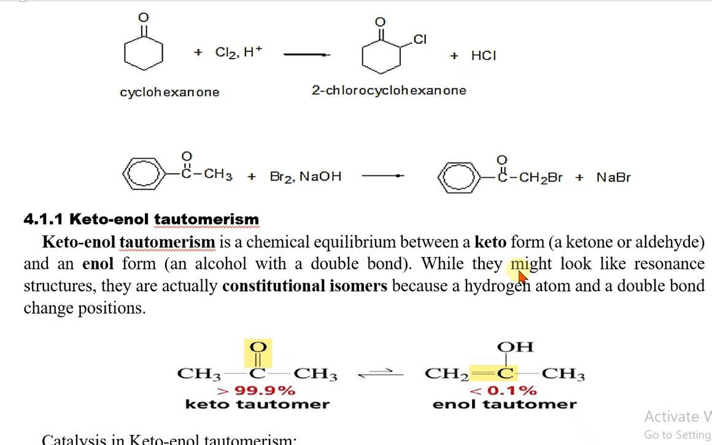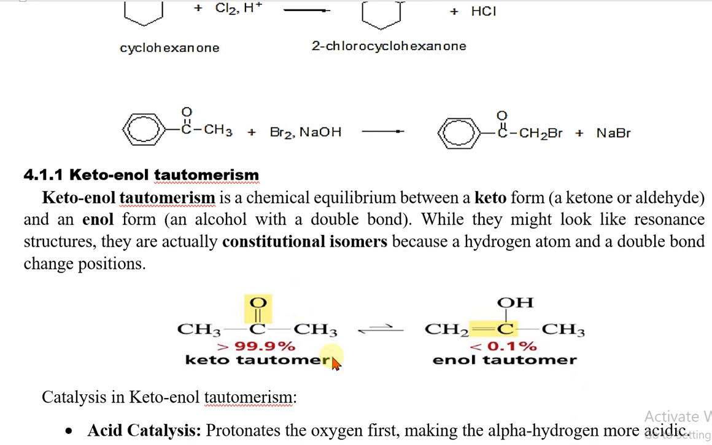While they might look like resonance structures, they are actually constitutional isomers. It is not a resonance structure. It is constitutional isomers because we have a different arrangement of the atoms here: here CH3, here CH2, and OH. That means the atoms are rearranged, so that is not a resonance structure. Again, it is not. It is constitutional isomers. So how is this converted to this?